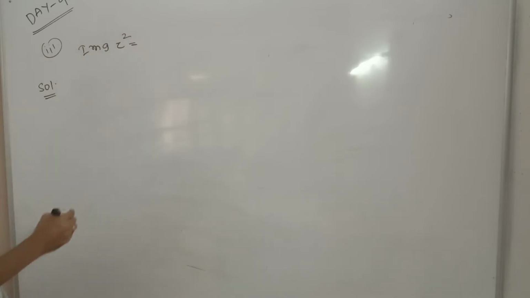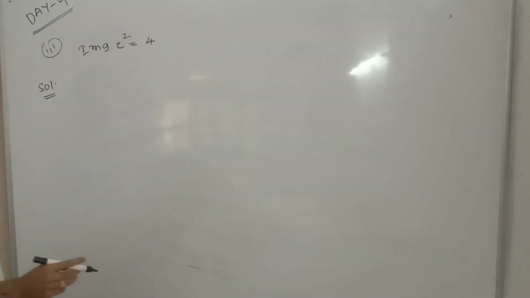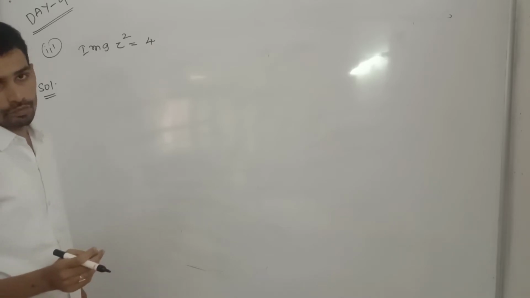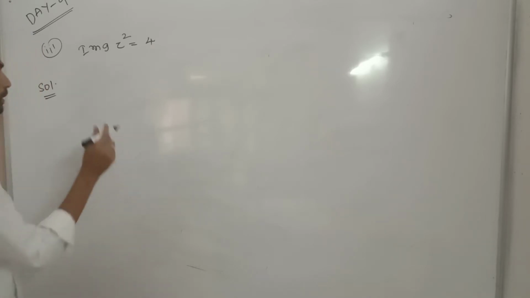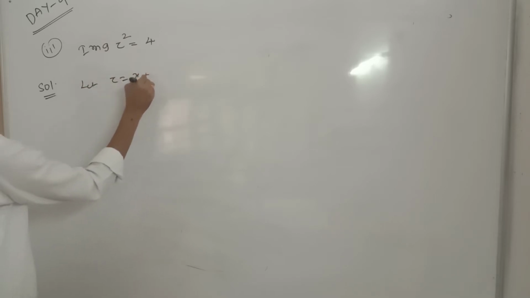Imaginary of z square is equal to 4. What is the given condition? Find the equation of the locus of imaginary of z square is equal to 4. First of all, what is the z value? Let us consider z is equal to x plus iy.